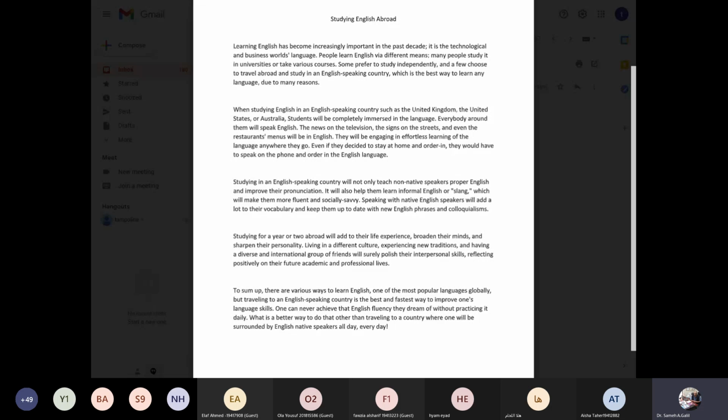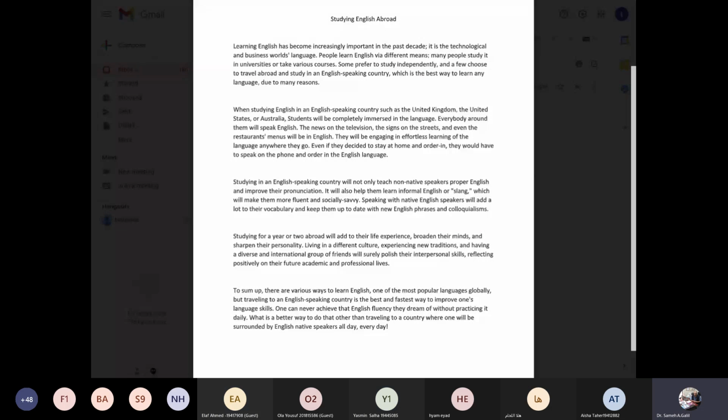Okay, can we go back to paragraph 2 and see whether Hala is still giving us more reasons or she stopped? Because she has given us enough reasons in the first body paragraph. Yes, doctor. In the second body paragraph, she speaks about improving pronunciation and learning informal English, and adding a lot of vocabulary. And you would also be more fluent.